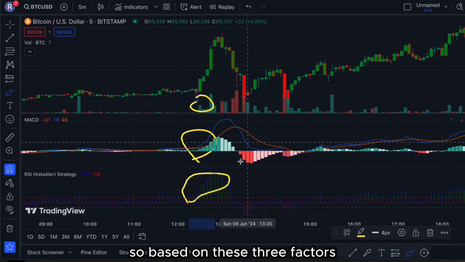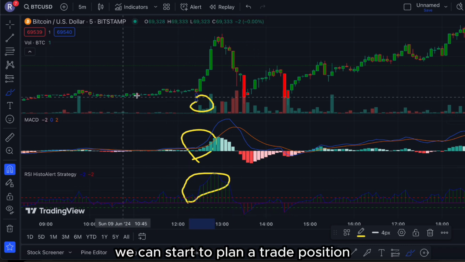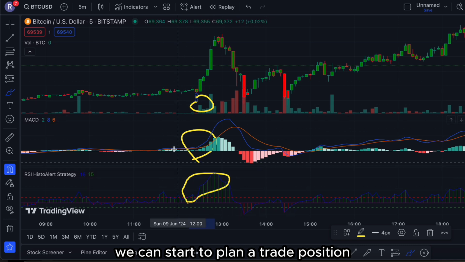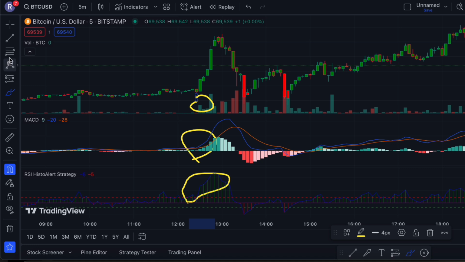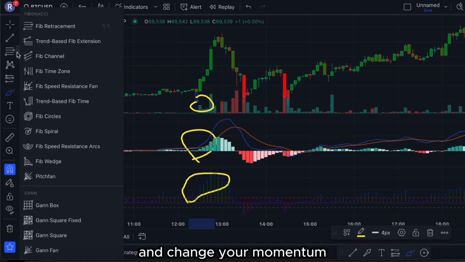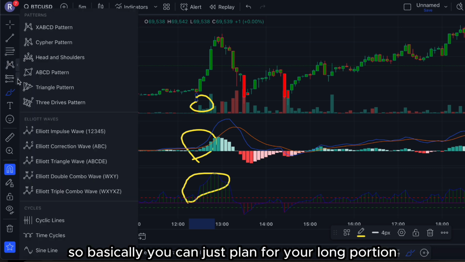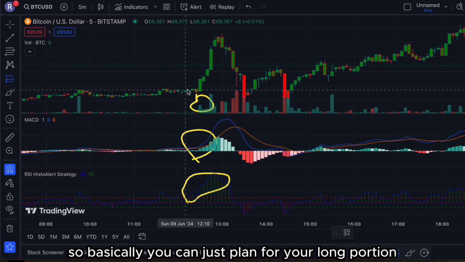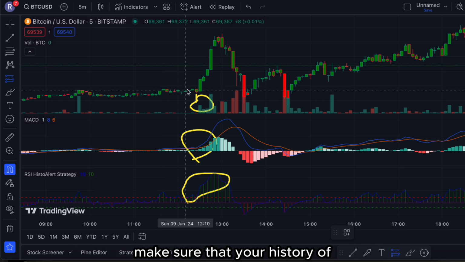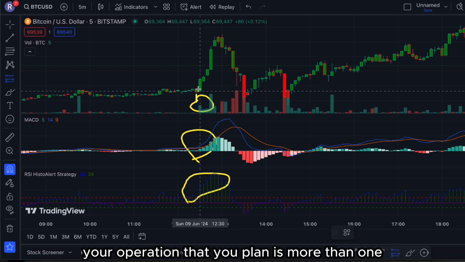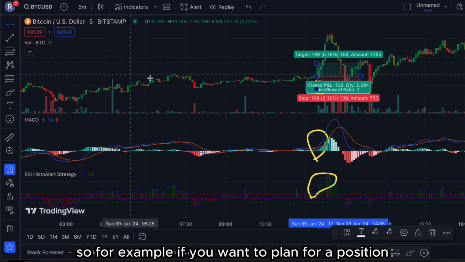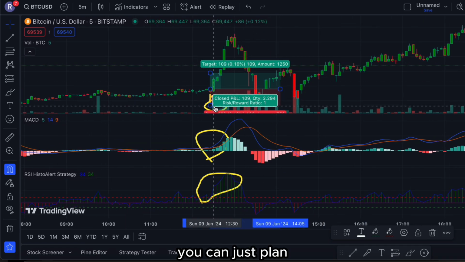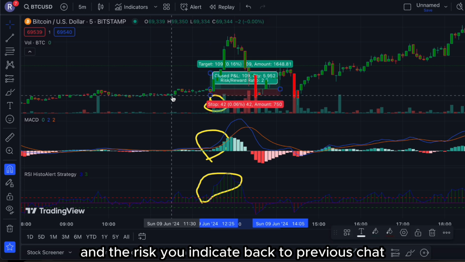Based on these three factors, we can start to plan a trade position. First, the graph shows bullish momentum and a change of momentum, so you can plan for your long position. Make sure that the risk reward projection you plan is more than one so that you have a reward-biased trade. For example, if you want to plan a position, you indicate the risk back at the previous chart.